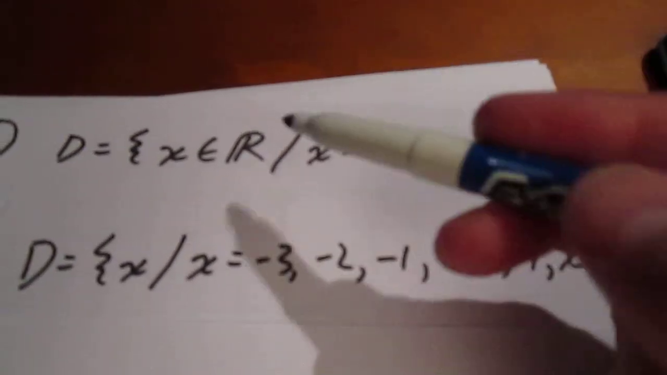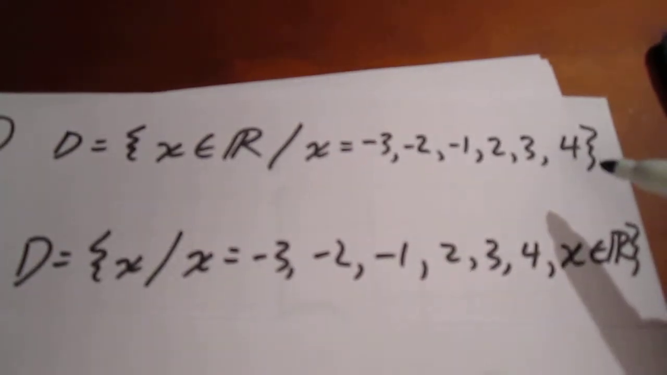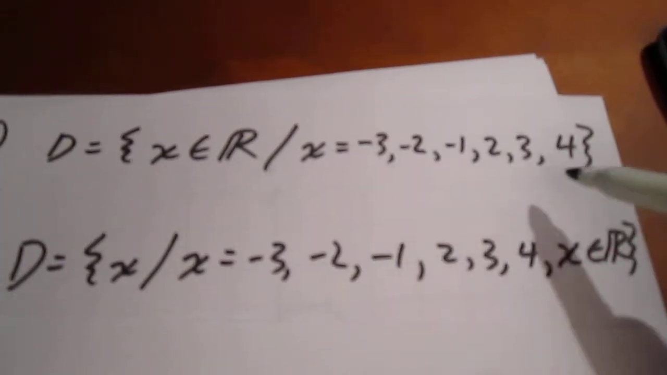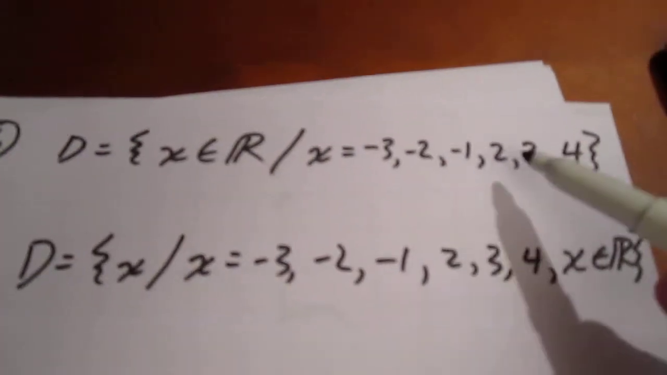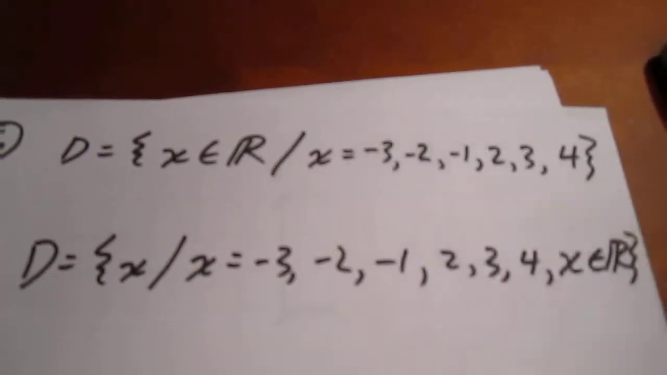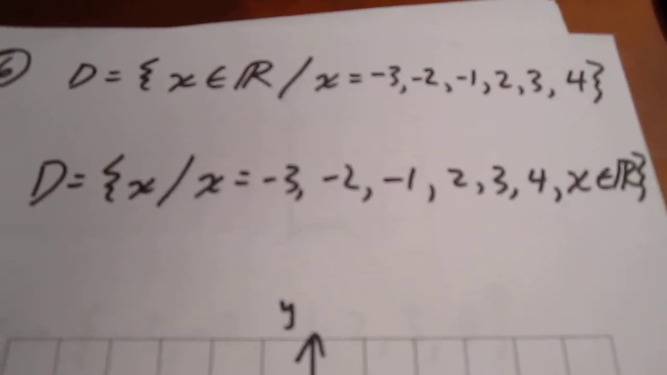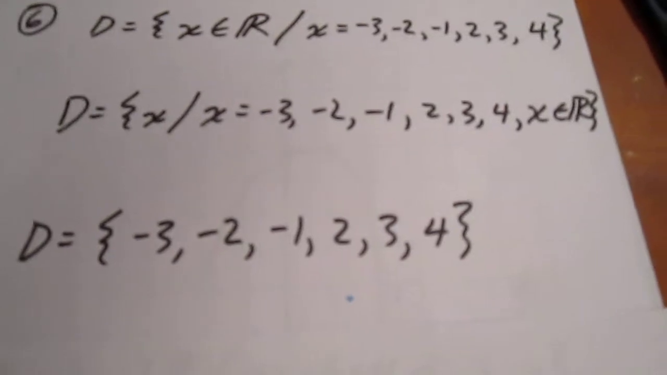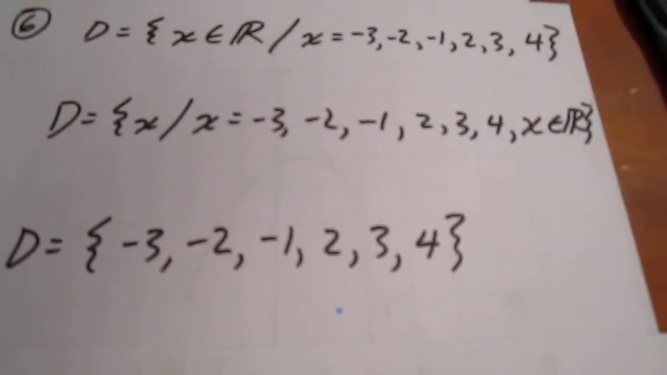But think about it, this is pretty redundant. We're defining the values for x. These numbers are real, so there's no point in saying x must be a real number. We're stating that by giving the numbers individually. So, in fact, the best and most concise way of writing this domain would simply be the domain is the set of the numbers -3, -2, -1, 2, 3, and 4.